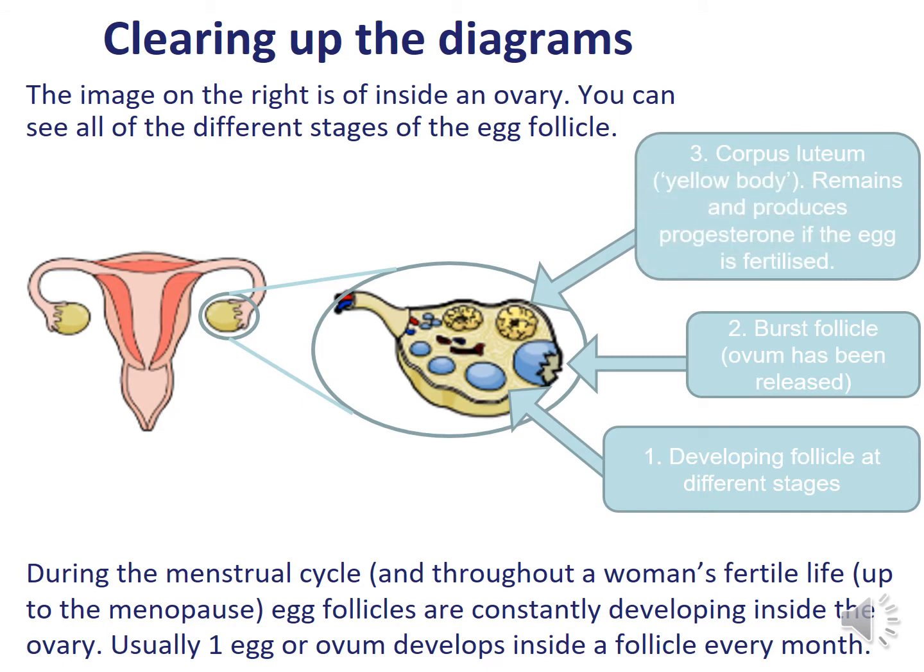If the egg is fertilized, the remaining leftover follicle, which just burst to release the egg, stays, and it is now called the corpus luteum, or yellow body, basically because it looks like a yellow blob. While it is in existence, it produces progesterone, and this helps to maintain the uterus lining until the developing embryo itself starts to take control and maintain the lining itself.